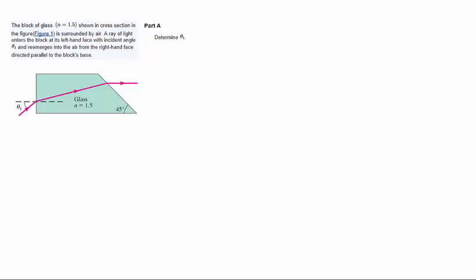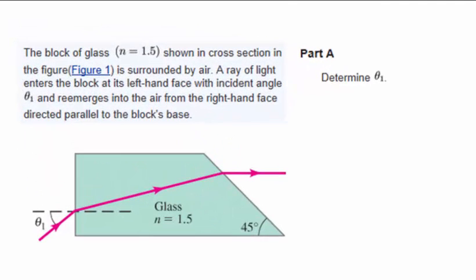The block of glass shown in cross-section in the figure is surrounded by air. A ray of light enters the block at its left face with an incident angle θ1 and re-emerges into the air from the right face directed parallel to the block's base. And we are to determine the initial angle at which the light entered the glass.